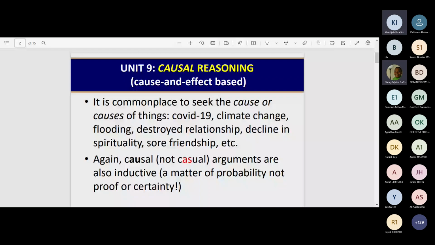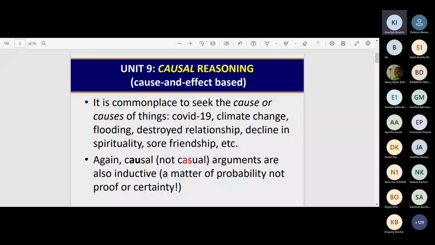Unit 9, causal reasoning, cause and effect based. It is commonplace to seek cause or causes of things: COVID-19, climate change, flooding, destroyed relationship, decline in spirituality, sour friendship, etc. Again, causal, not casual arguments are also inductive, a matter of probability, not proof or certainty.